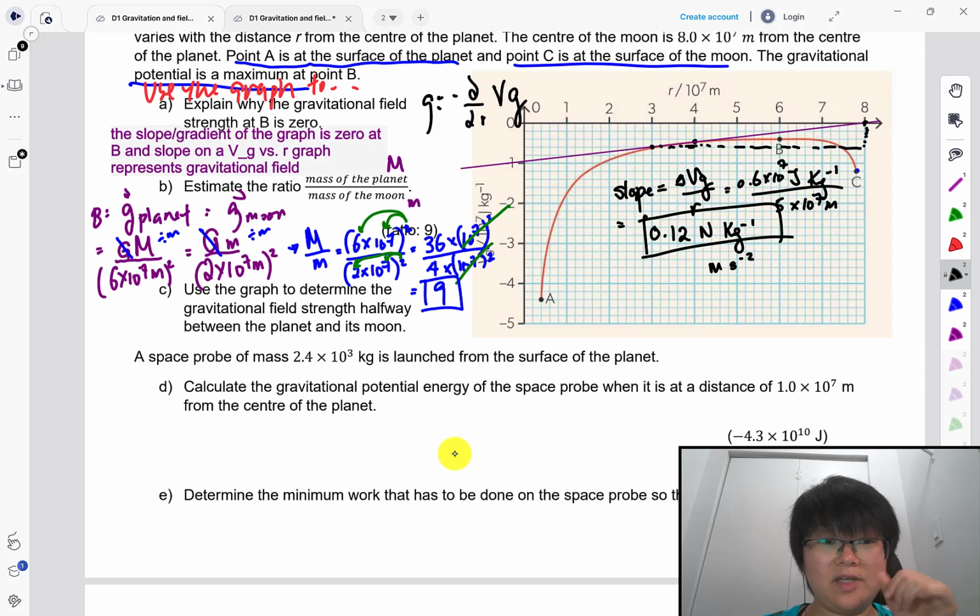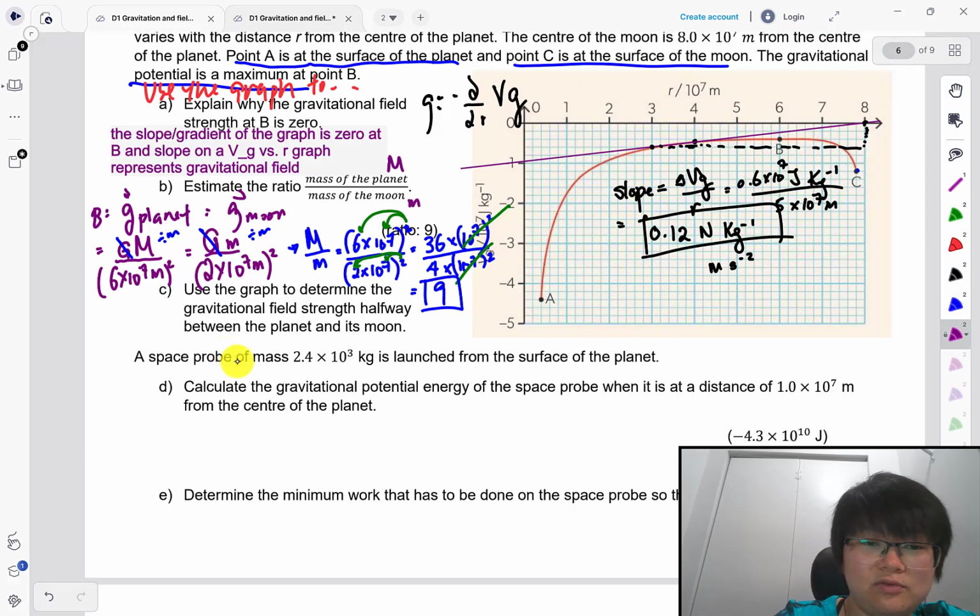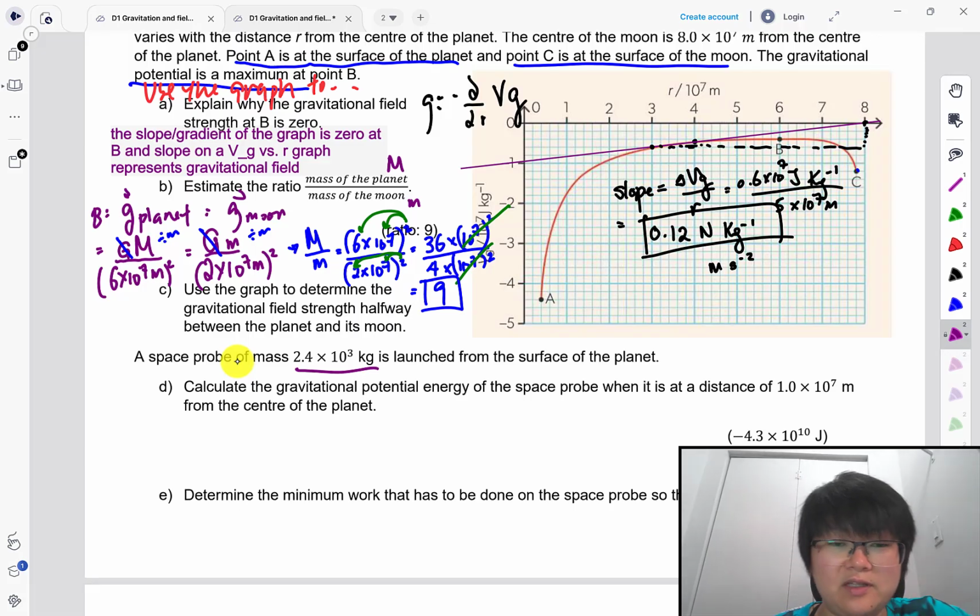Okay, and we got D and E, so now we have an object, a space probe of mass 2.4 times 10 to the power 3 kilograms, launched from the surface of the planet.